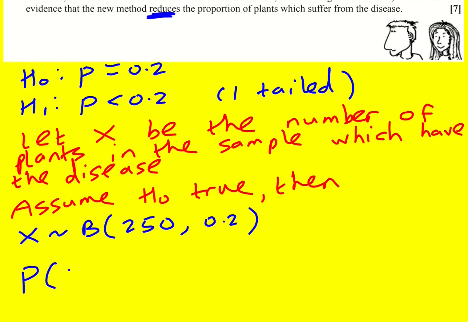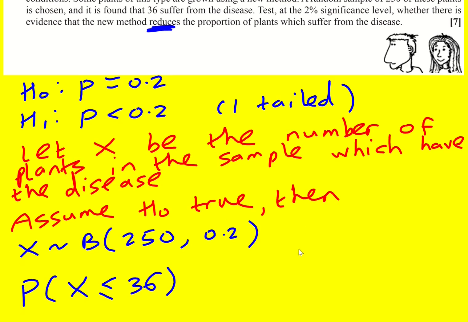So we look at the probability that X is less than or equal to 36, not just 36, because 36 by itself, there's not much chance of it happening. We want to include all those values below it as well. This is always one of the trickiest bits to explain. Why do we include that?